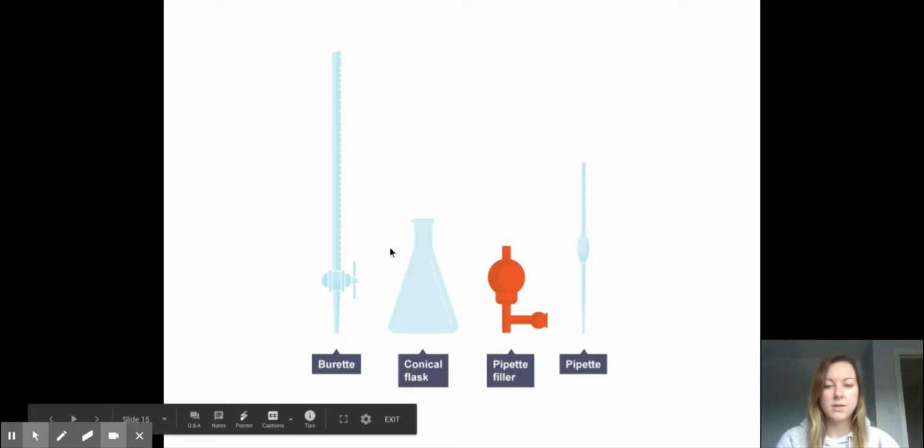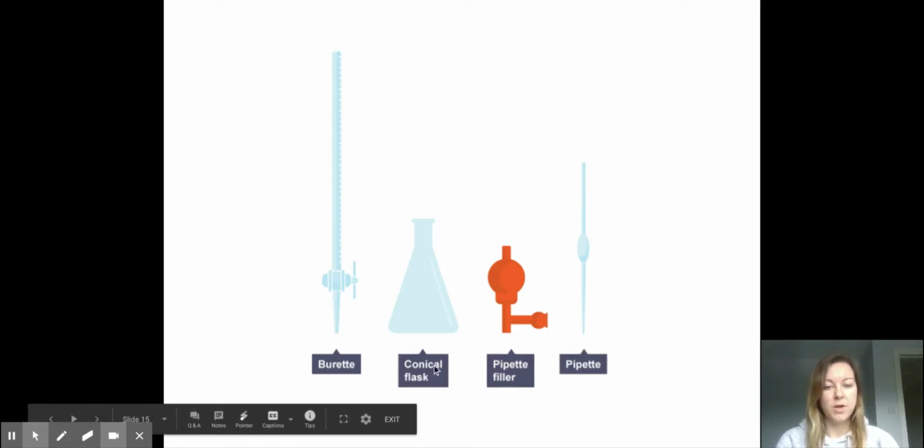The conical flask is what we use to usually put our alkali in and our indicator. So we'll have some starch indicator in our conical flask for this titration, and that's just what we use to put underneath the burette. Make sure it's not too far away and that the drops are going straight into your conical flask. Lastly, we have a pipette filler and a pipette. So this is to measure out accurate volumes of solution.